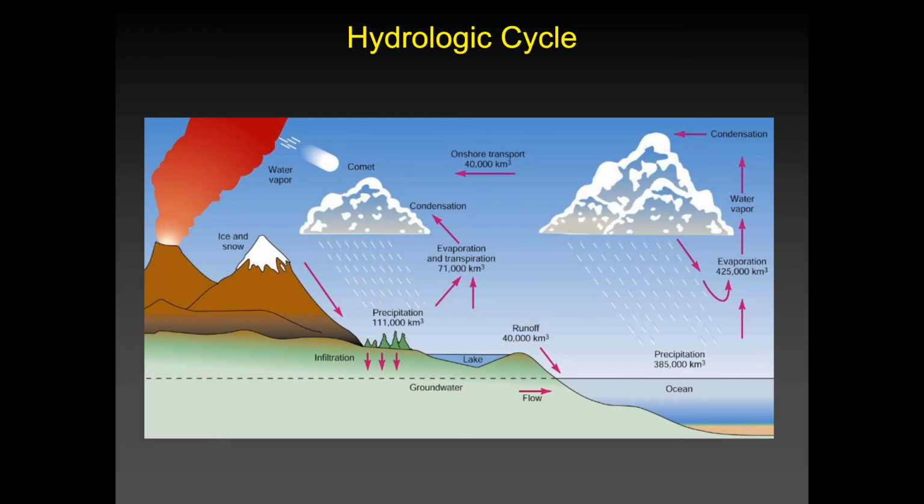So how is new water added? Well, as a comet comes in, it adds new water. It's not a whole lot, but over the millions of years that the Earth has been around, it is a source you have to take into account.